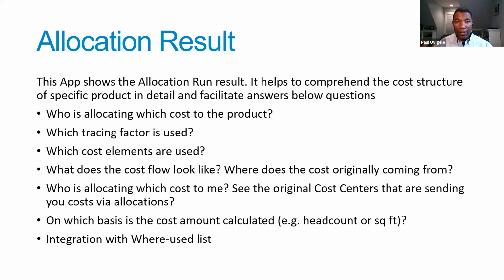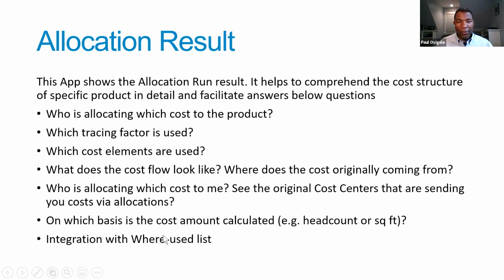And then, who's allocating the cost? If you're a budget owner or cost center owner, who's allocating the cost to me, right? What is the tracing factor being used? On what basis is that tracing factor being used? If it's a statistical key figure, is it head count, is it square footage? All that was so much more difficult to do in ECC unless you literally went to another transaction, or somehow figured out, maybe by double clicking on the field, how to get the information you want. You also have the where used list.